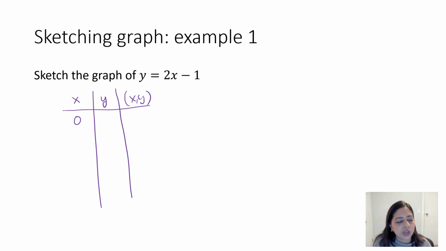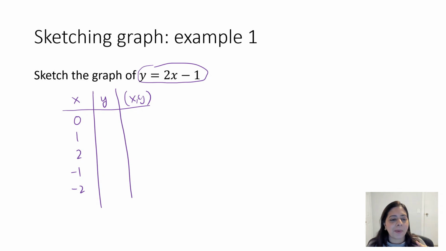Say x equals to 0, 1, 2, negative 1, negative 2, and try to choose both positives and negatives. Do not choose all positives or all negatives because then you will not be looking at enough information. So I just choose these 5 random x values, and now y values are not random. They are controlled by this equation. So plug in all these x values one by one into the given equation and then calculate y.